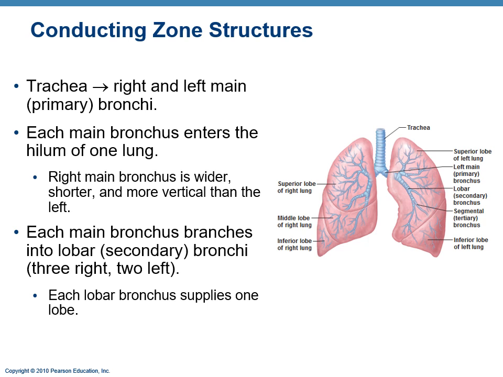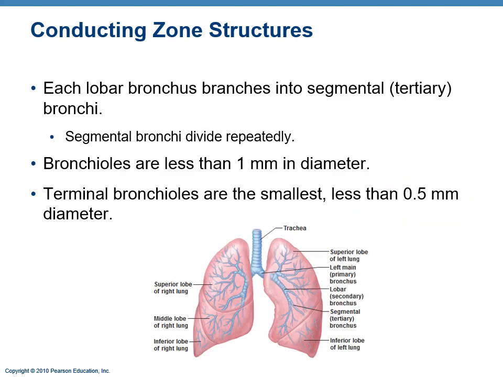Each main bronchus branches into lobar or secondary bronchi. There are 3 secondary or lobar bronchi on the right because there are 3 lobes to the right lung, and 2 lobar or secondary bronchi on the left because there are 2 lobes to the left lung. So each lobar bronchus supplies 1 lobe. Each lobar bronchus then branches into segmental or tertiary bronchi. These segmental bronchi then divide repeatedly. Bronchioles are less than 1 millimeter in diameter. So how do you differentiate between a bronchus and a bronchiole? The diameter. The terminal bronchioles are the smallest, coming in at less than 0.5 millimeters in diameter.